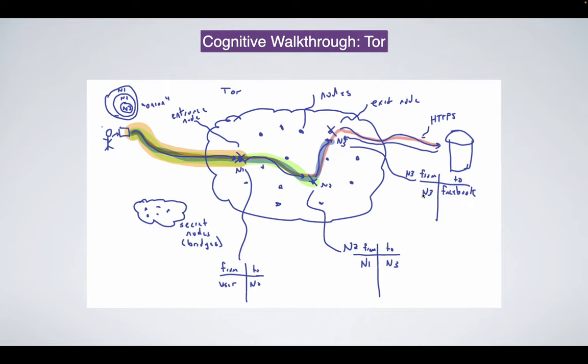Right. So your question is, could law enforcement go to all three nodes and trace it back? So yeah, the answer is yes, but that's what's required. In order to trace this, I would have to get a log from N3 and N2 and N1, and anything short of that won't work.